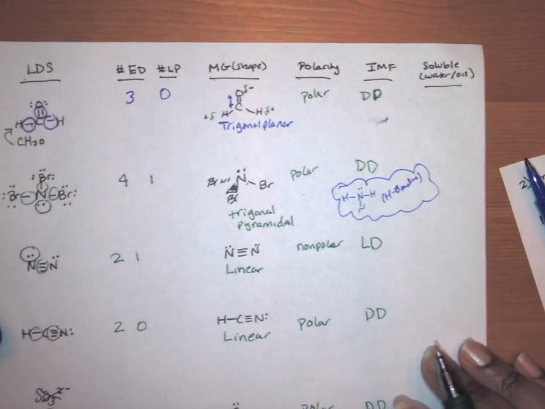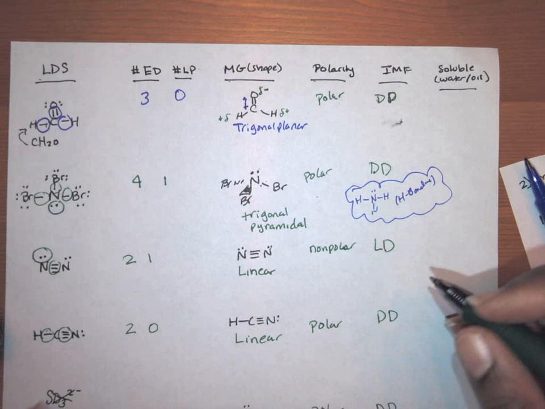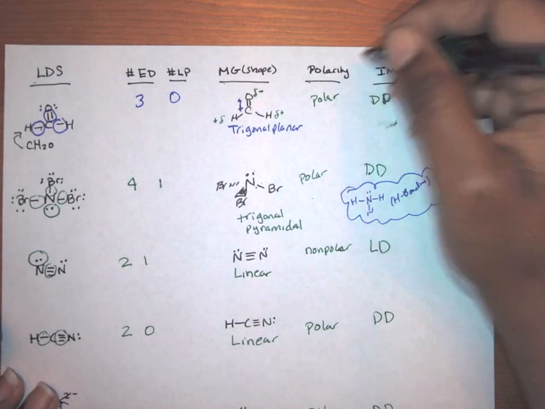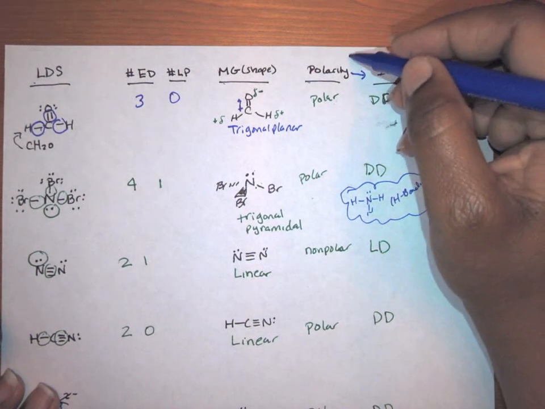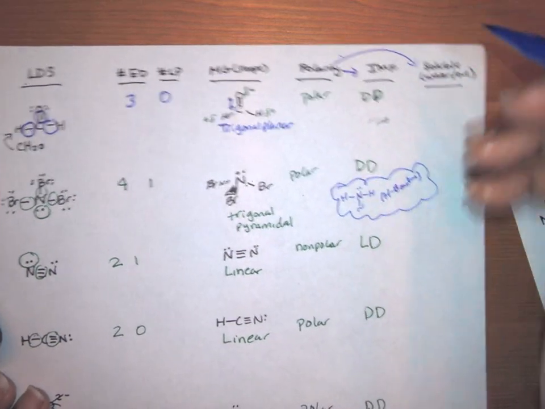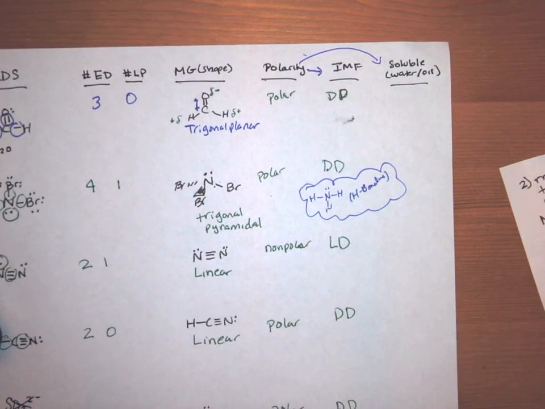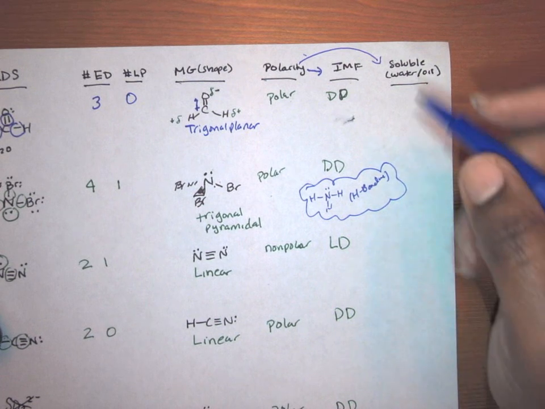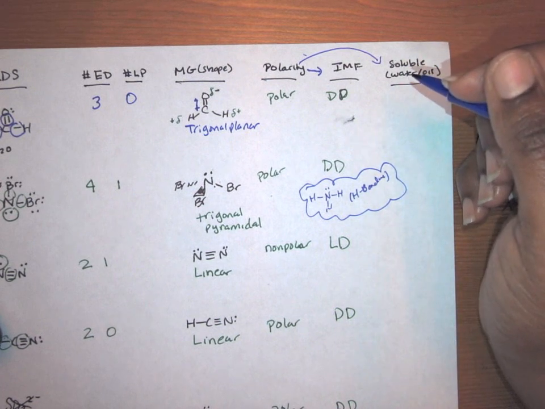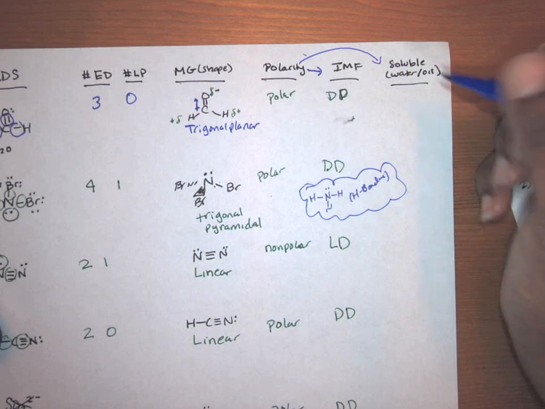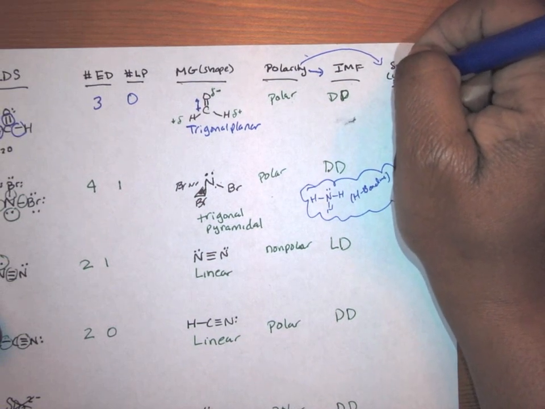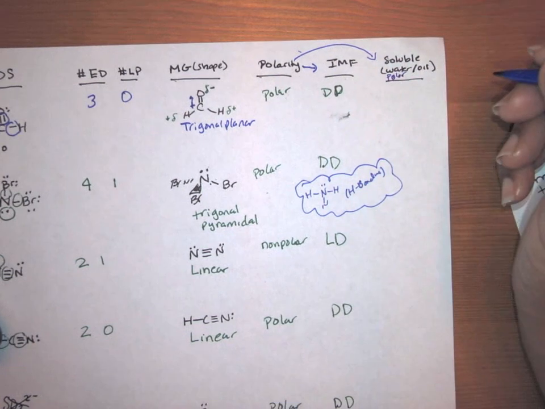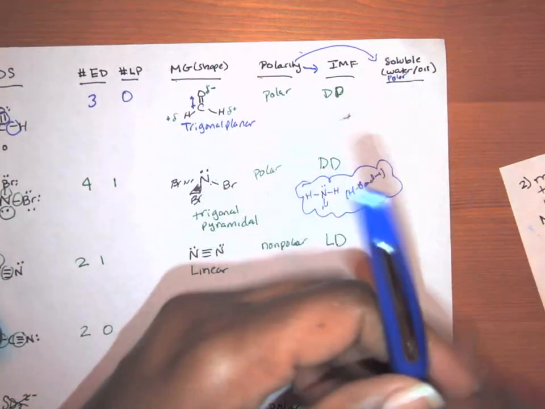All right, last thing. The other thing you can use the polarity for is to determine the solubility. So polarity can be used to figure out the intermolecular force, but also to determine the solubility. There's something called the like-dissolves-like rule. If a molecule is polar, it will likely dissolve in a polar solvent like water. And if it's nonpolar, it will dissolve in a nonpolar solvent like oil.